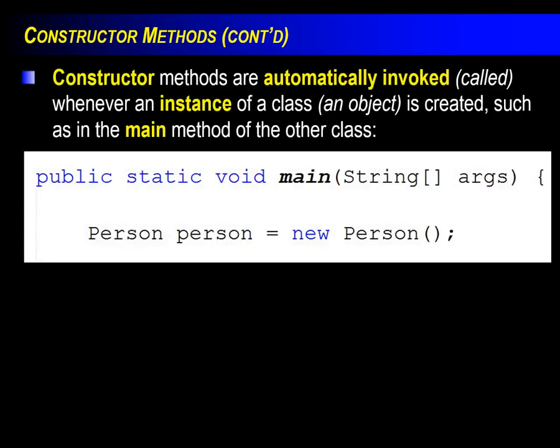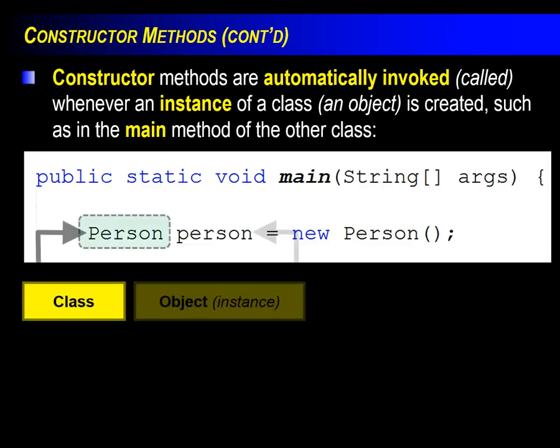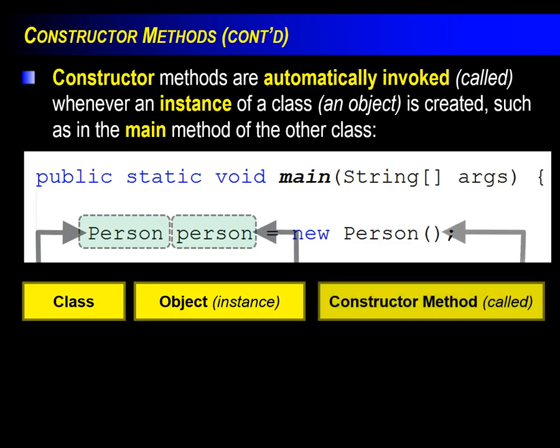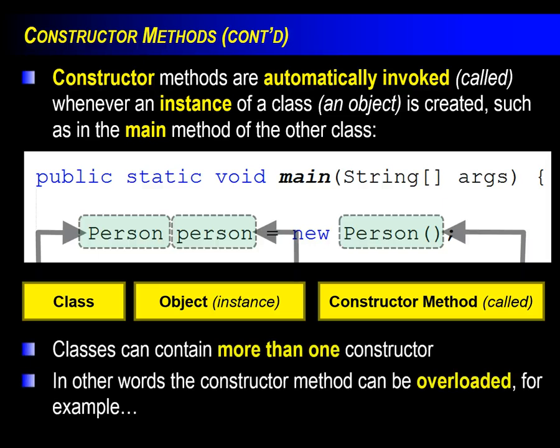All right, so just before we wrap up today, let me just explain what we just wrote. Constructor methods are called or invoked whenever you construct an instance of a class, or an object. So by writing that line, this is the class, and this is the object or the instance. And then the rest of that line is where it called the constructor method that we wrote. So that's what it did.